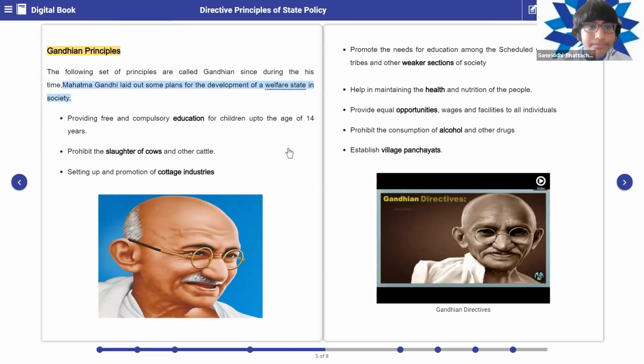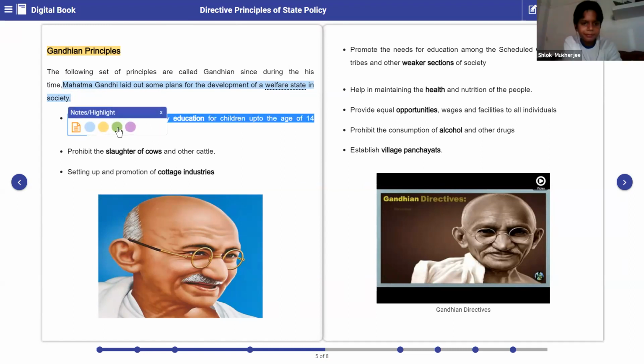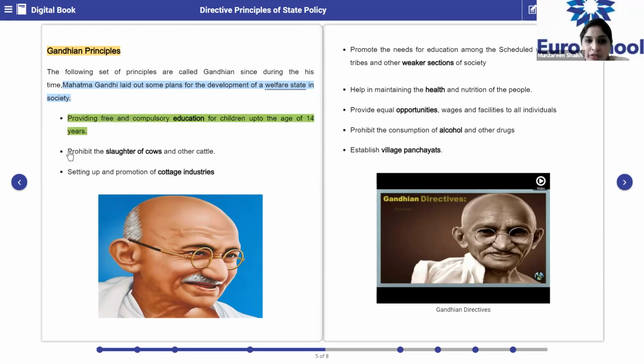Next, what are the Gandhian principles? Number one, providing free and compulsory education for children up to the age of 14 years. Number two, prohibit the slaughter of cows and other cattle. Number three, setting up and promotion of cottage industries. Let's understand number one. Have you all understood free and compulsory education? Please underline. Prohibit the slaughter of cows, just underline that. Next, promotion of cottage industries.